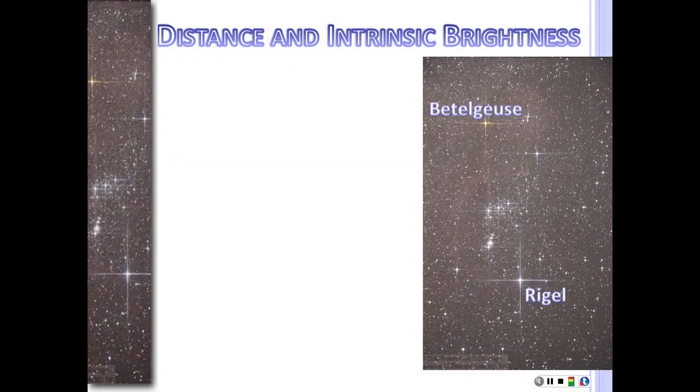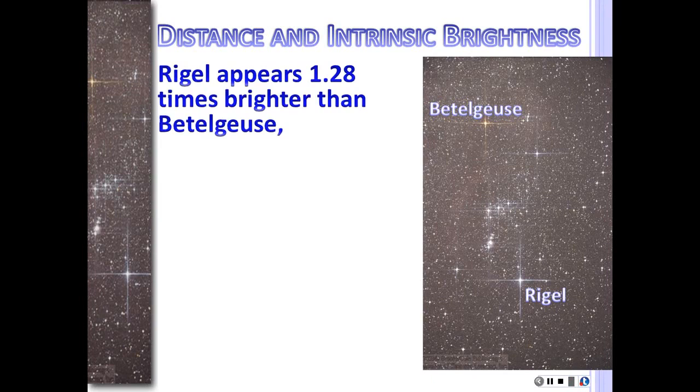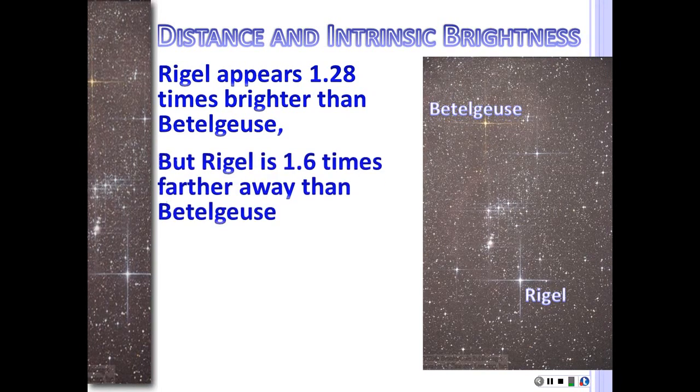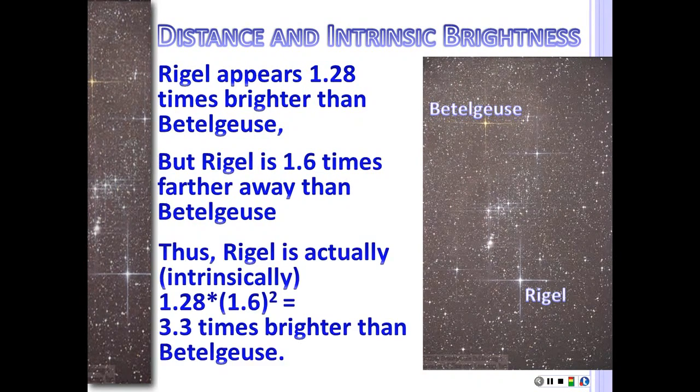And so to give you an example of this, here we have Orion, here's Betelgeuse, here's Rigel, here's the Belt, here's the Sword, that's the Orion Nebula. And if we look at these, it's hard to see here, but Rigel is brighter than Betelgeuse. It appears to be about 1.2 times brighter, but it's actually further away than Betelgeuse. So if we take into account the fact that Rigel is further away and it looks brighter, it's actually more than 3 times brighter in reality than Betelgeuse.